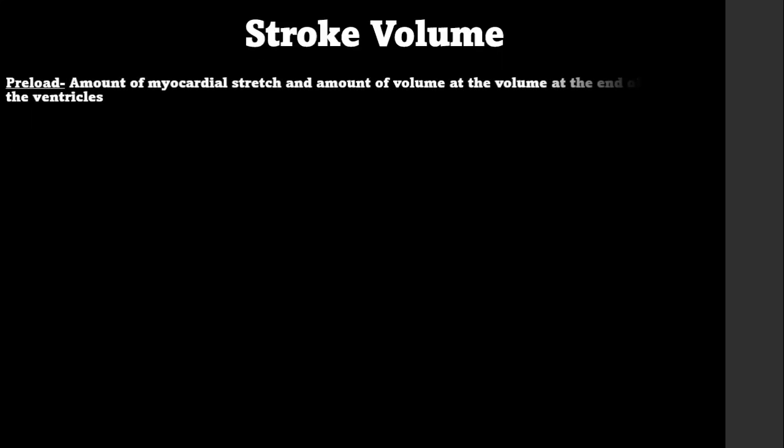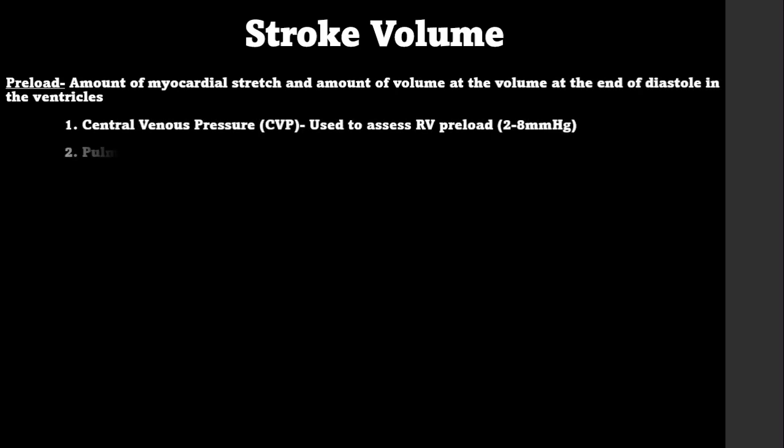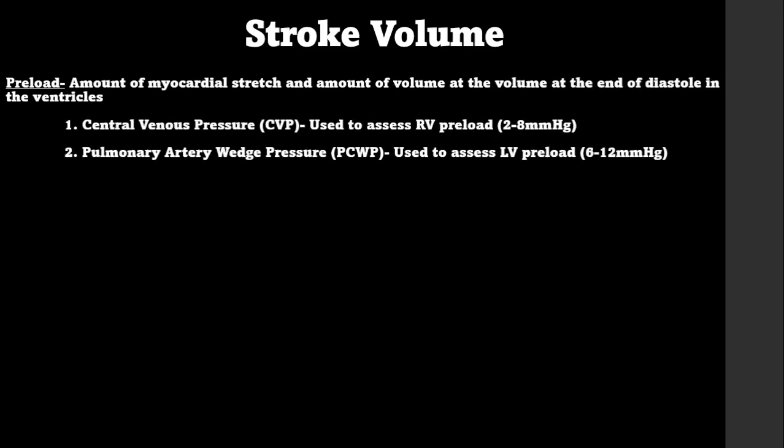Preload is the amount of myocardial stretch and the amount of volume at the end of diastole in the left or right ventricle. We can indirectly determine ventricular preload by measuring the pressure required to fill the ventricles. The two measurements we'll focus on are central venous pressure and pulmonary artery wedge pressure. Central venous pressure is measured 2 to 8 millimeters of mercury and is used to assess right ventricular preload. It is measured in the right atrium of the heart, typically with a Swan-Ganz catheter.